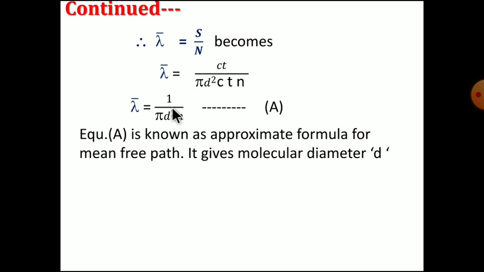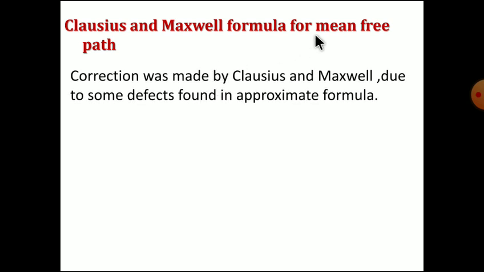This formula is also used to find the molecular diameter d. Therefore, we separate the d term from equation A. It becomes d equal to 1 divided by the square root of pi lambda bar n. Here, the approximate formula is corrected by Clausius and Maxwell. Therefore, these relations are known as the Clausius formula for mean free path and the Maxwell formula for mean free path.